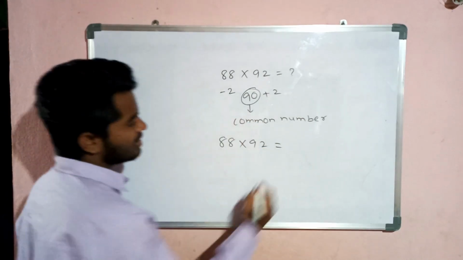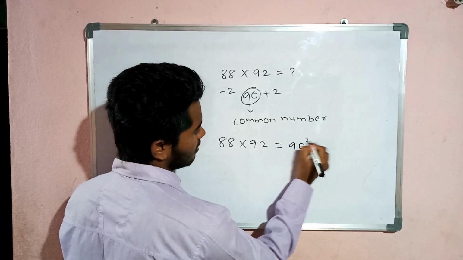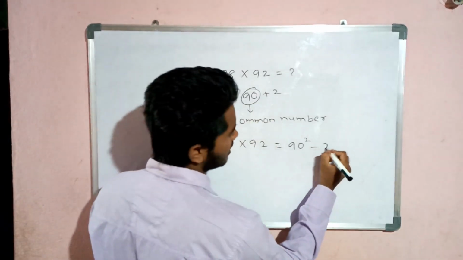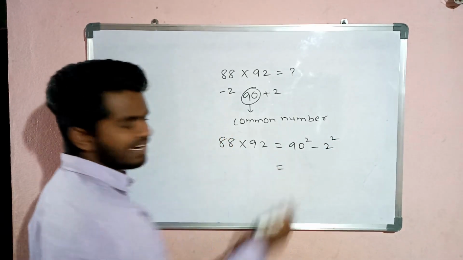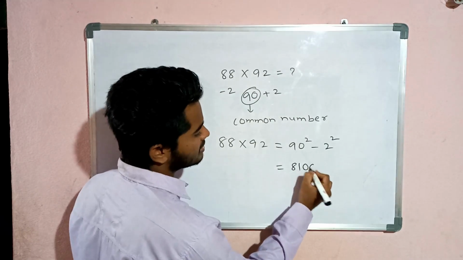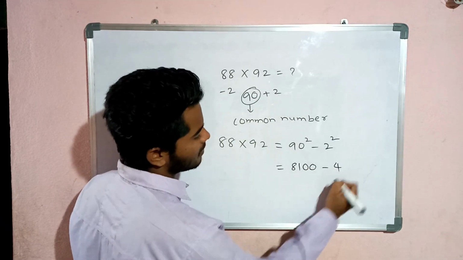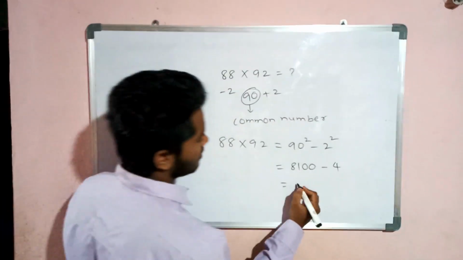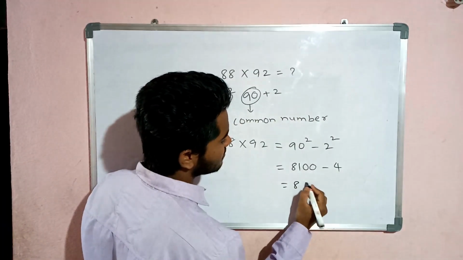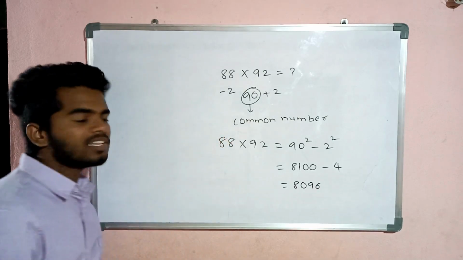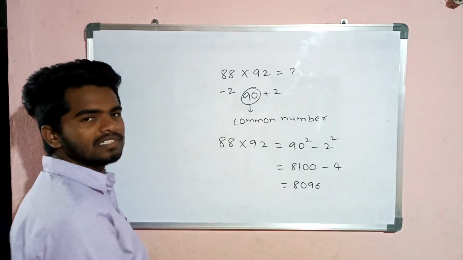The common number is 90. 90 square, minus the difference square. The difference is 2. 90 square is 8100. 2 square is 4. 8100 minus 4 is 8096.